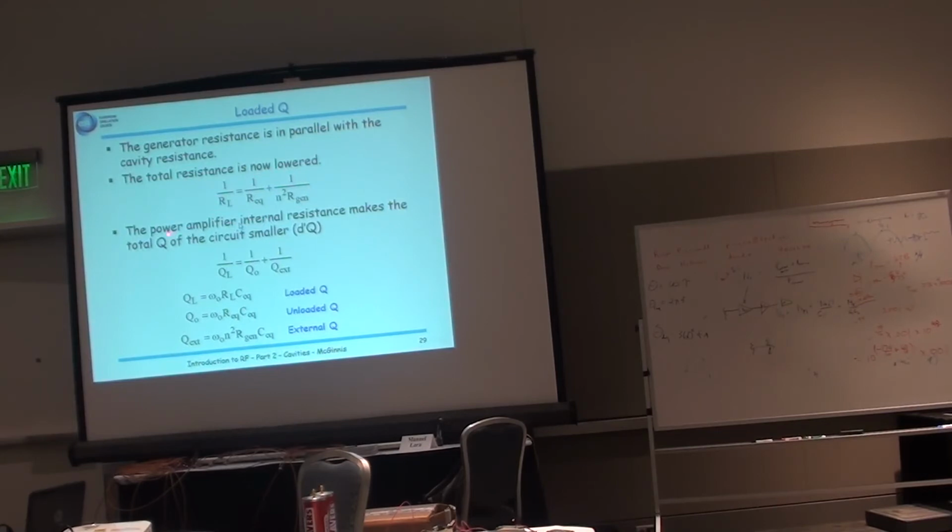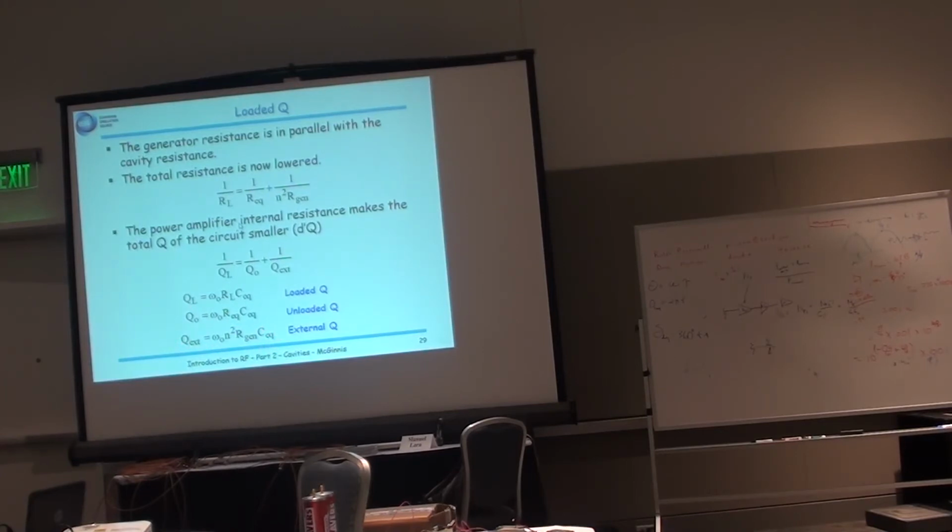And so the power amplifier internal resistance makes the total Q of the circuit small. That means that the Q of the circuit, the loaded Q, since we've loaded this down with our generator, is given by 1 over Q0 plus 1 over Q external. For our transmission line cavity, we had QL equal to this, we had Q0 equal to this, and therefore our Q external is given by this term here. Okay? So what happens now, yes?